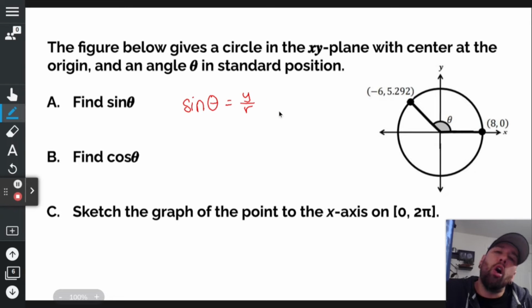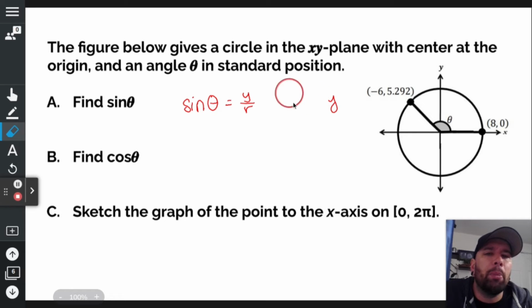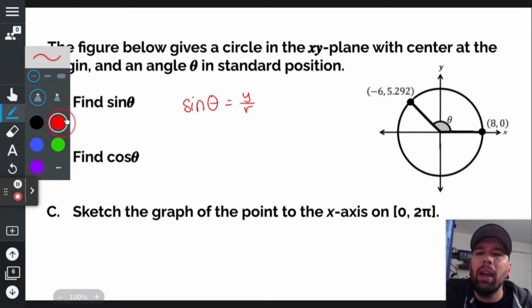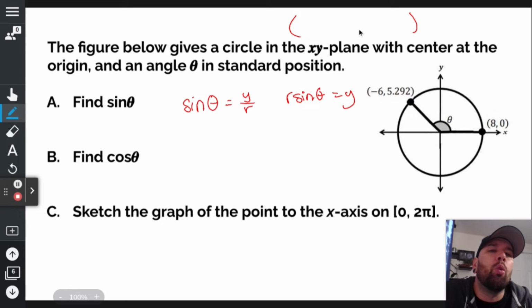Now, when r is 1, that's where we get sine theta equals y over 1. That's why we were able to put that point up there two slides ago, because we were assuming there's an invisible 1 for r. But that doesn't happen here. What happens here is, if I multiply r to both sides, sine theta equals y becomes r sine theta equals y. So whenever I have a circle where r is not 1, I'm not using the point cos theta, sine theta. I'm using the point r sine theta.